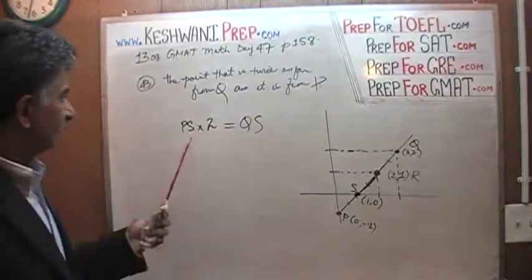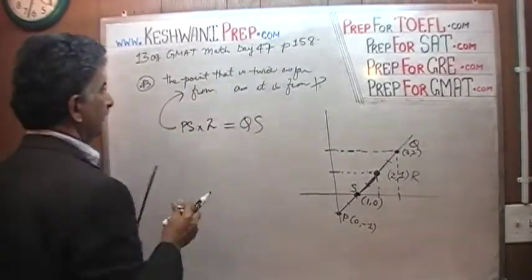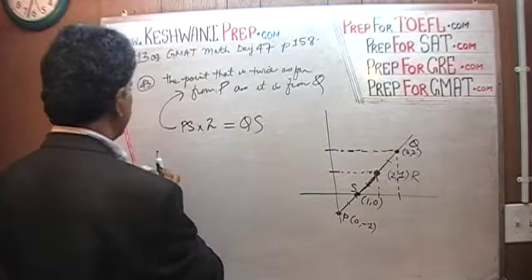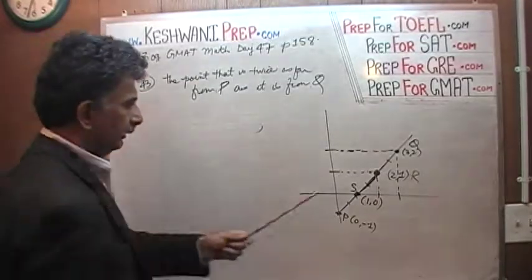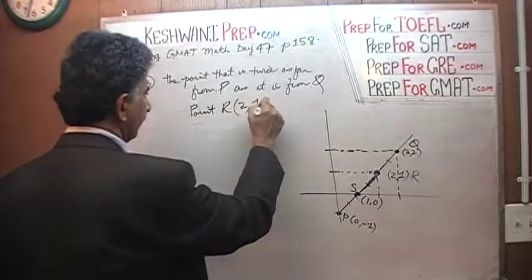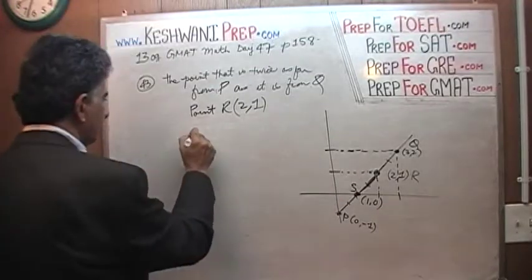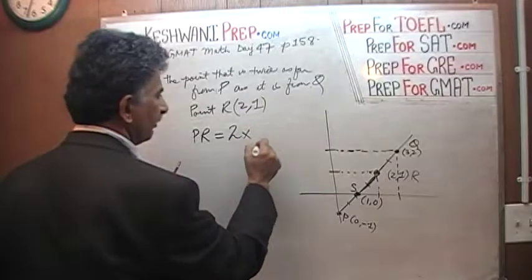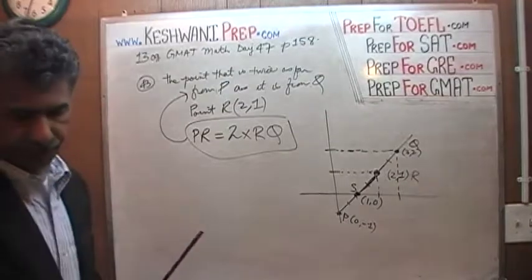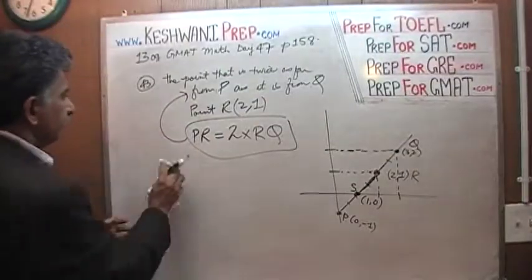But that's not what they're asking. That answers a different question. The question they're asking is, what is the point that is twice as far from P as it is from Q? The point that is twice as far from P is point R, which is (2, 1). The reason is that in that case, the distance from P to R is 2 times the distance from R to Q, which is what we're looking for. That answers the question they are asking. We're done with this one. Let's do the next one.